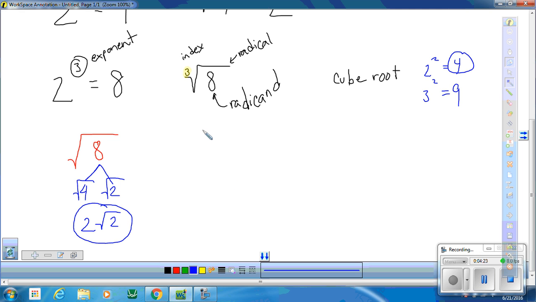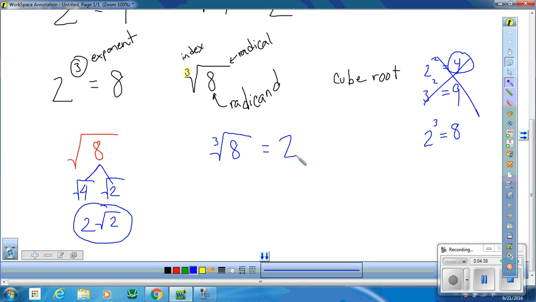Cube roots are no different. If I have a cube root of 8, well, I don't want to think about perfect squares. I want to think about perfect cubes. So I say, well, 2 cubed is equal to 8. Oh, it is a perfect cube. So the cube root of 8 is 2. If I have something like the cube root of 27, okay, well, 2 cubed is 8. 8 doesn't go into 27.